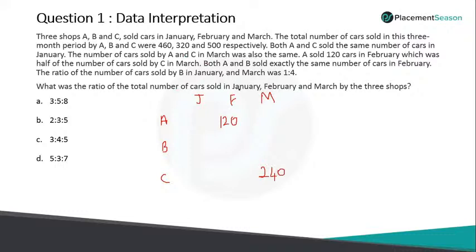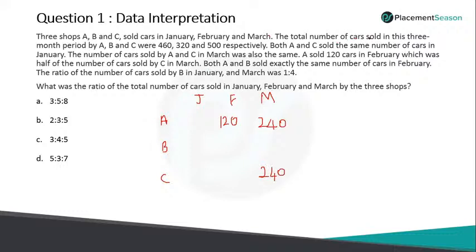Now we go back to the previous statement. The number of cars sold by A and C in March was also the same, which means A and C in March should be the same. C March is 240, so A should be 240. And so we got it.